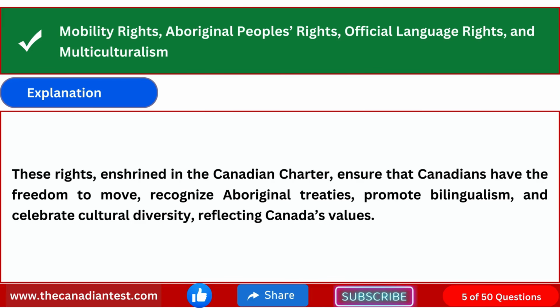The correct answer is mobility rights, Aboriginal people's rights, official language rights, and multiculturalism. Explanation: these rights, enshrined in the Canadian Charter, ensure that Canadians have the freedom to move, recognize Aboriginal treaties, promote bilingualism, and celebrate cultural diversity, reflecting Canada's values.